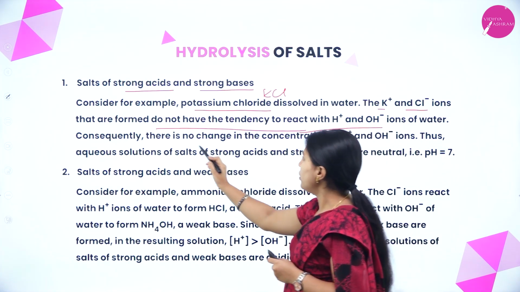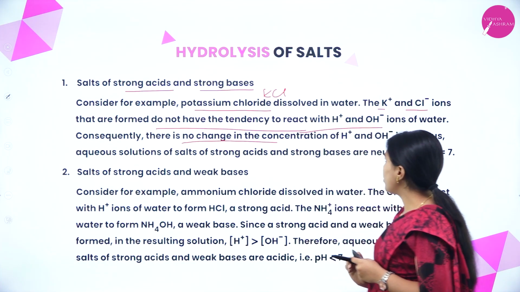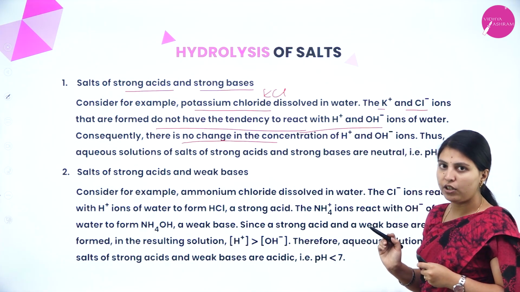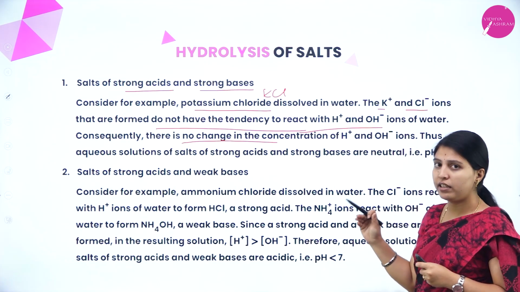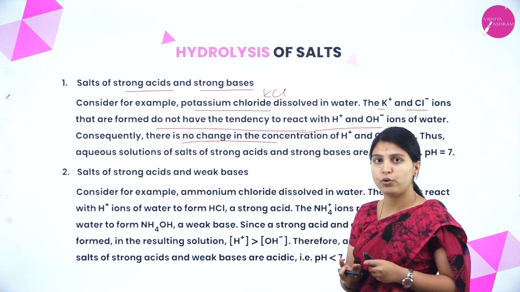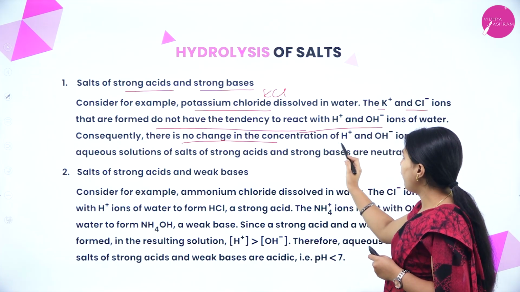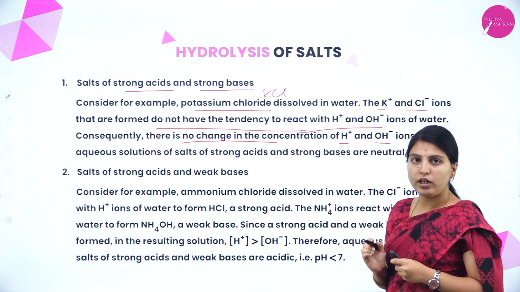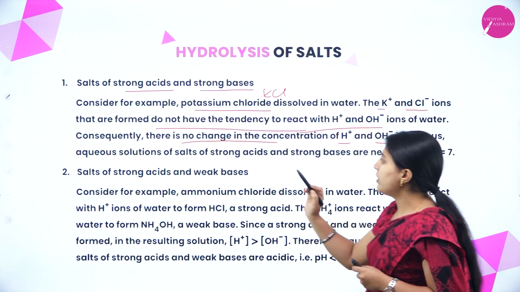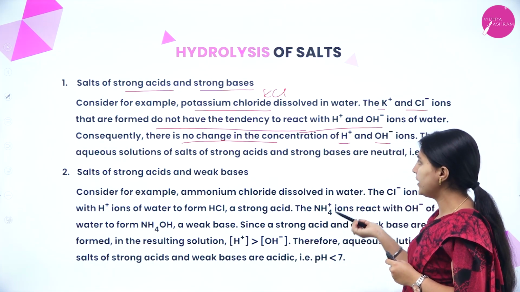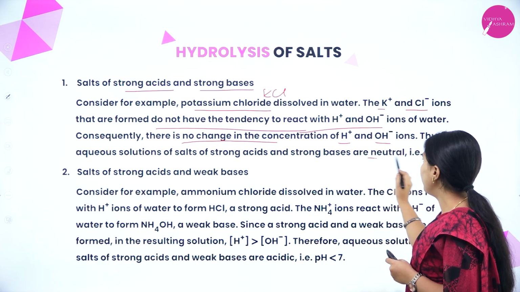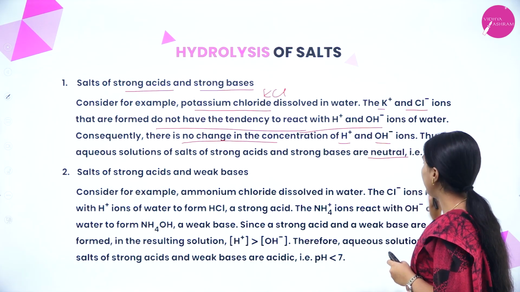Consequently, there is no change in the concentration of H+ and OH- ions also. K+ and Cl-, if not reacting at all with H+ and OH- ions, obviously the concentration of H+ and OH- will not change. Thus, aqueous solutions of salts of strong acid and strong bases are neutral. That is, pH equal to 7.